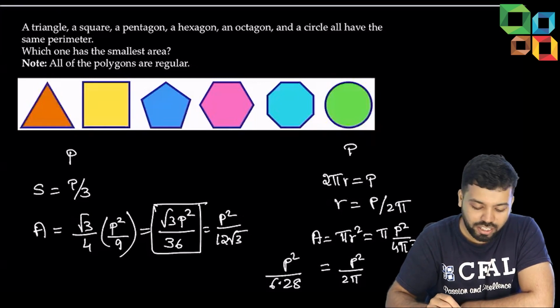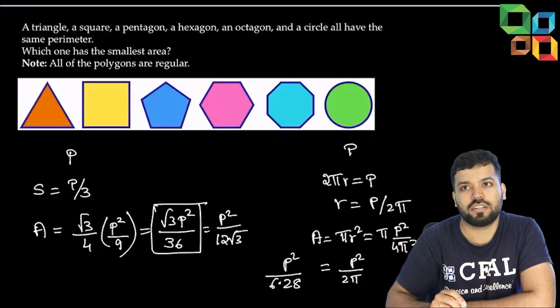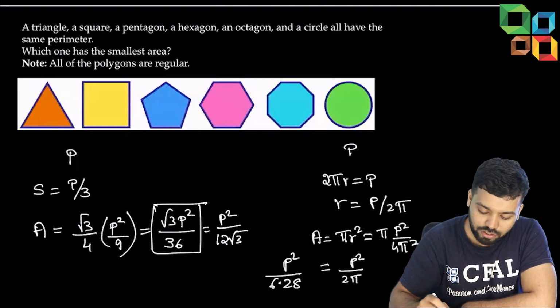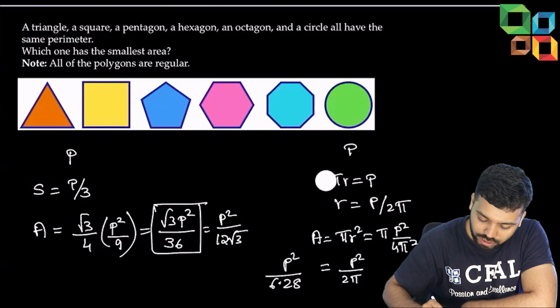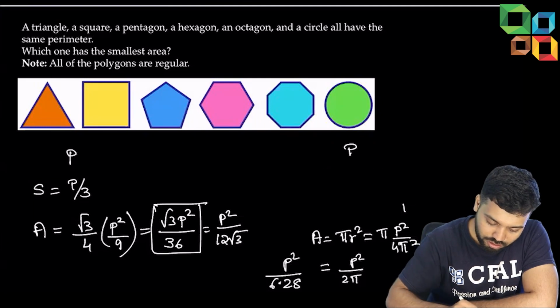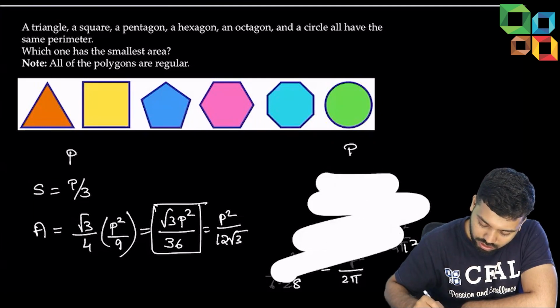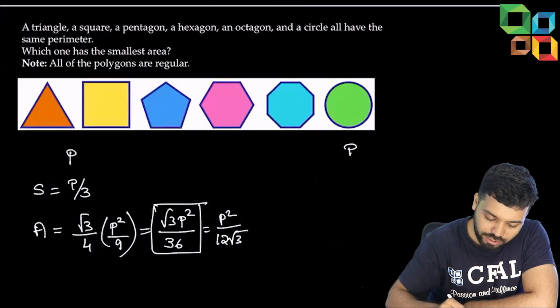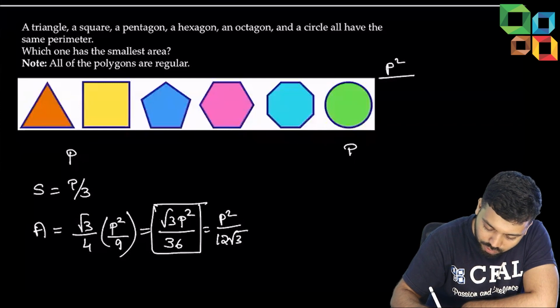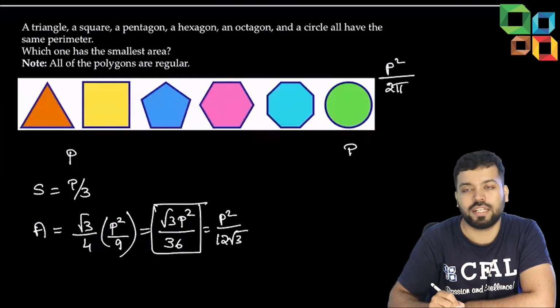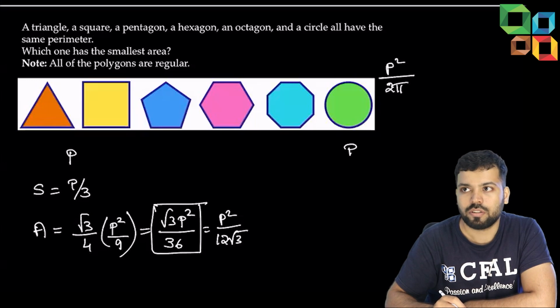Now shall we compare it with the square? We'll compare it with the square now. So I'll erase this circle part. I hope this is not needed for you guys. So let it be like this. I'll still write it down here. For the circle, area will be P square by 4 pi.